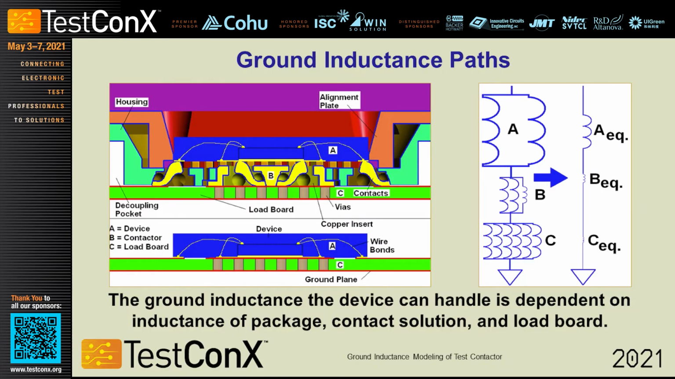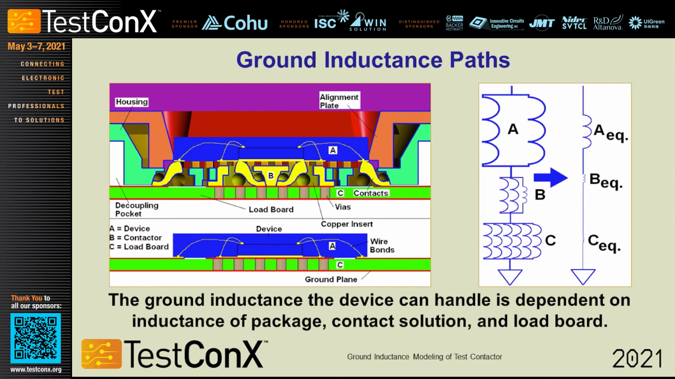Now I want to spend a little time talking about ground inductance paths. If you look at a device in a contactor, I show the internal connections, in this case wire bonds. Obviously each wire bond has an inductance, and the more you have going to the ground plane, the less ground inductance you actually have, as shown by the figure on the right.